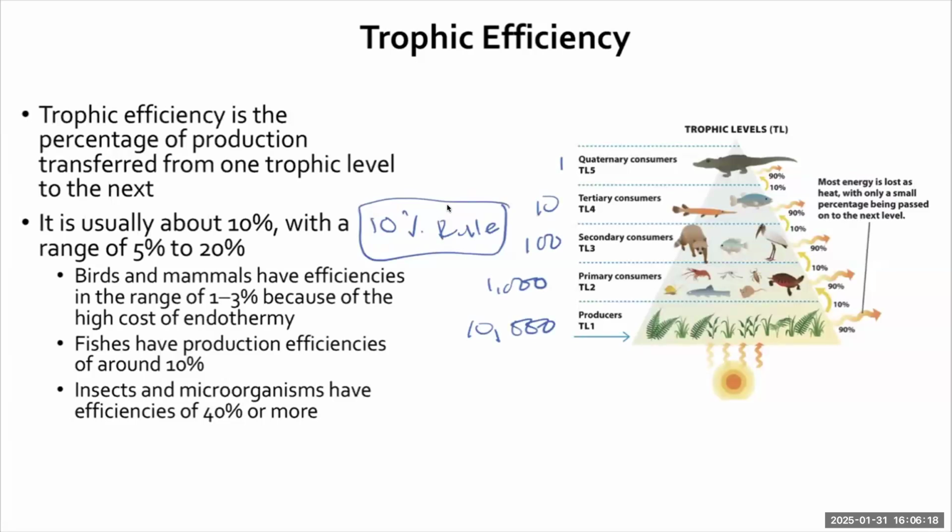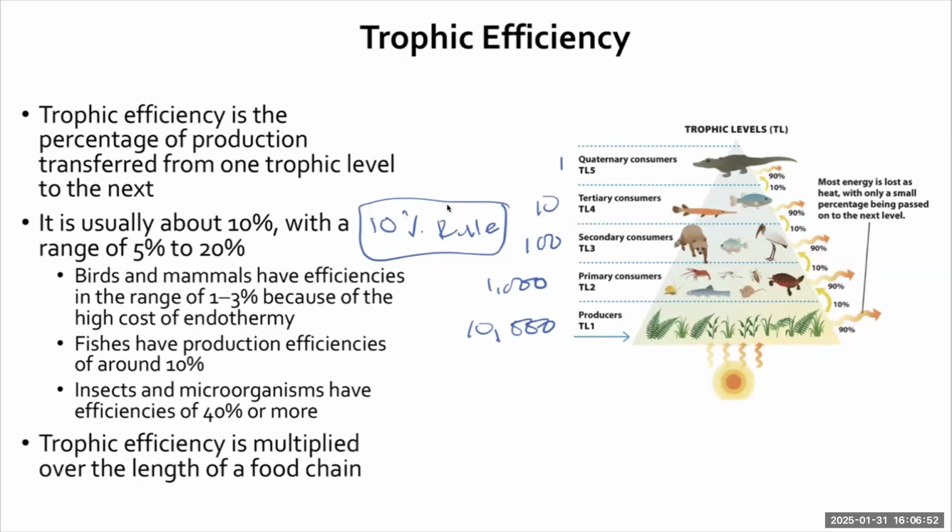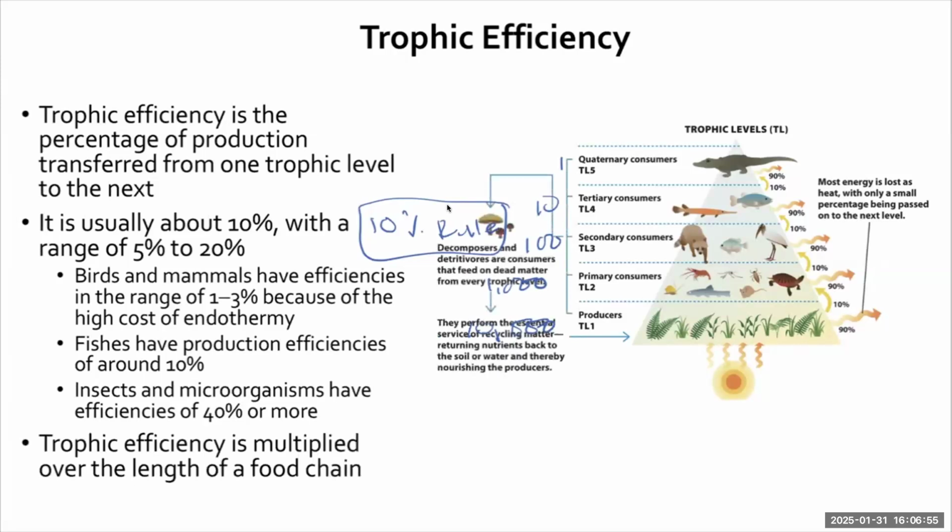Now, as I said, the 10% rule is an average. It's a range between about 5 and 20%. Birds and mammals tend to be less efficient because it costs a lot to be endothermic, right? We regulate our temperature with our heat. That's a byproduct of cellular respiration. Fish are an example of an organism that's pretty much around 10%. And then there are organisms like insects and microbes that can be much, much more efficient. So the 10% is just a general rule. And again, this gets multiplied in the example I showed you over the length of the food chain.